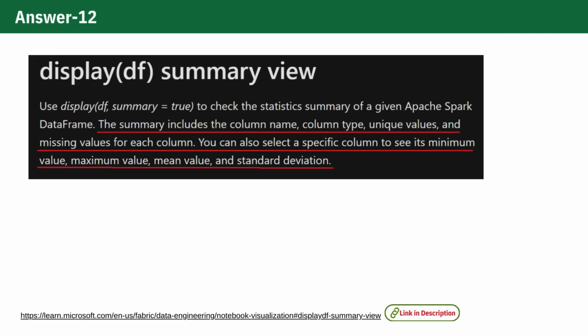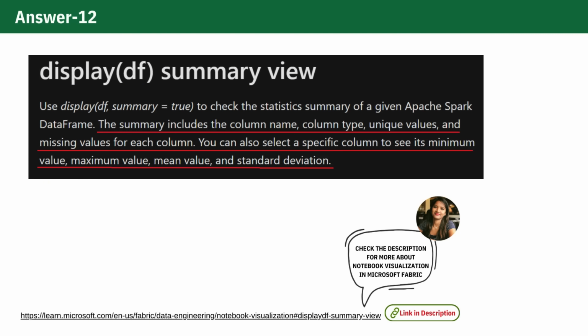According to Microsoft documentation, the display(df, summary=True) function should be used to check the statistical summary of a given data frame. The summary includes the column name, column type, unique values, and missing values for each column. You can also select a specific column to see its minimum value, maximum value, mean value, and standard deviation. For more information, please read the link in the description about notebook visualization in Microsoft Fabric.